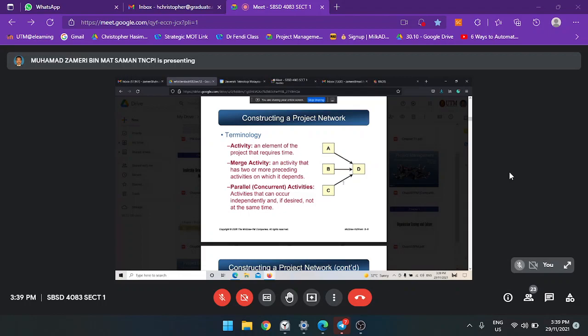Arrow just shows to you after C, D, after B, D, after A, D. That means when B finishes, you can start D. But D cannot start if one of these is not finished. So in order to start D, all of these activities A, B, and C must be finished first. If B is not finished, even though A and C finish, D still cannot start because D also needs B. Make sure A, B, C finish first before we proceed with D.